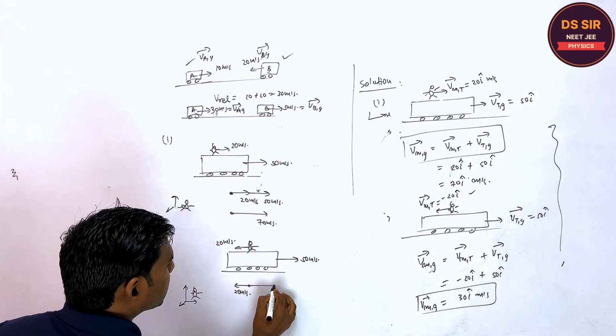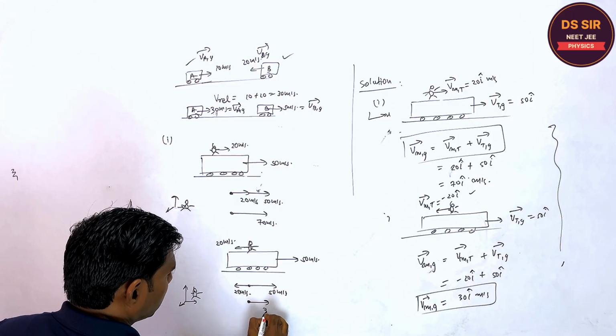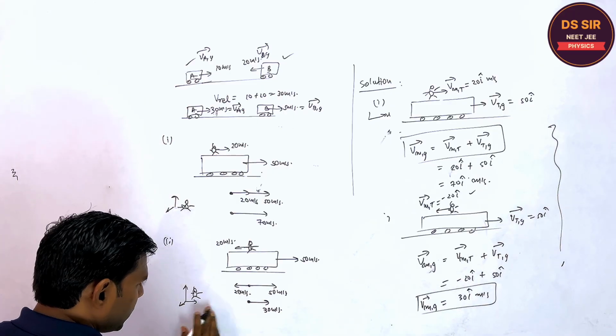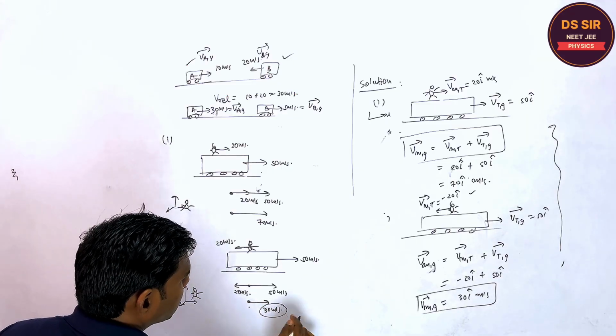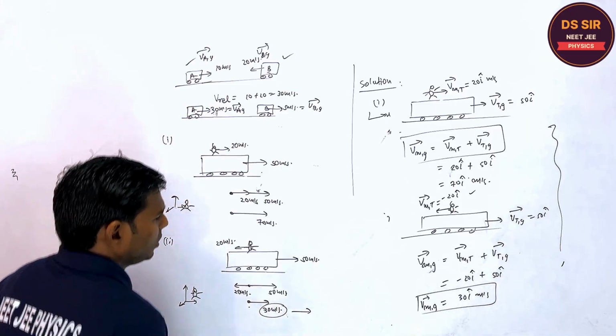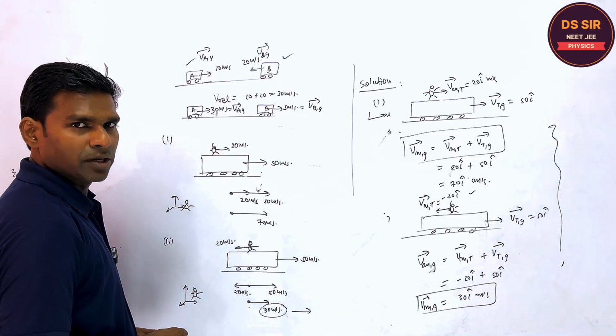So this velocity is added, 50 meter per second. What is the resultant? 30 meter per second. So with respect to ground, what is the velocity of monkey? Say 30 meter per second in forward direction. So in this way also you can solve this type of question, right?